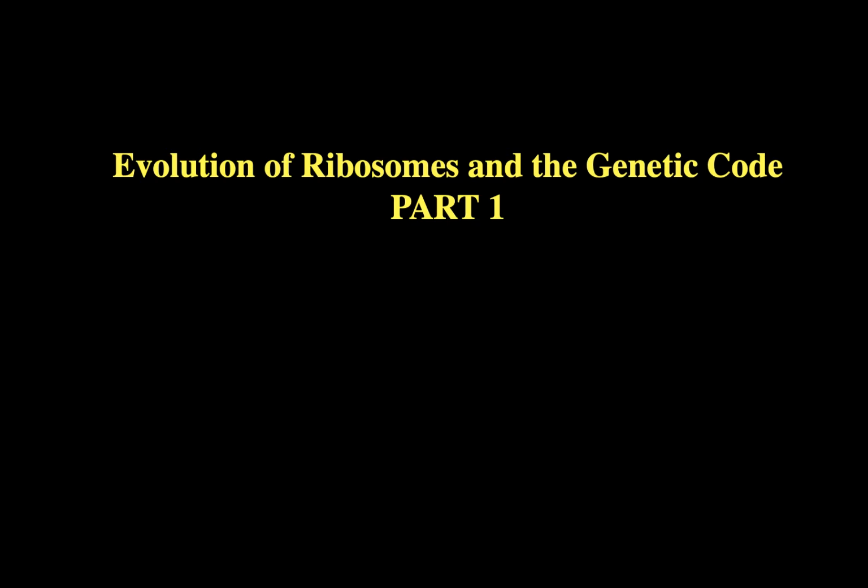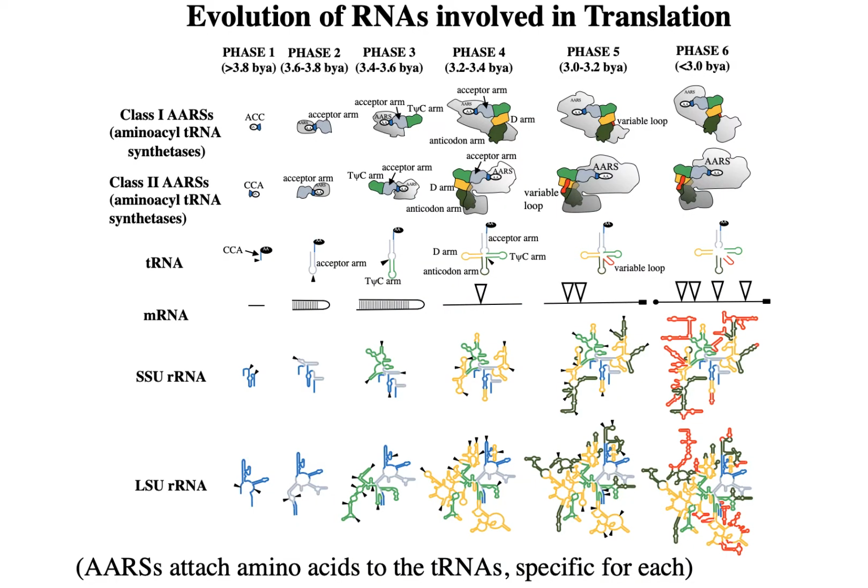Hi there. In this two-part series, I'll talk about the evolution of ribosomes and the genetic code. As you might expect, it's a bit complex because it's been evolving for over 4 billion years. So I've had this as one video or one lecture, but it's become so large that I split it into two lectures, and this is part one.